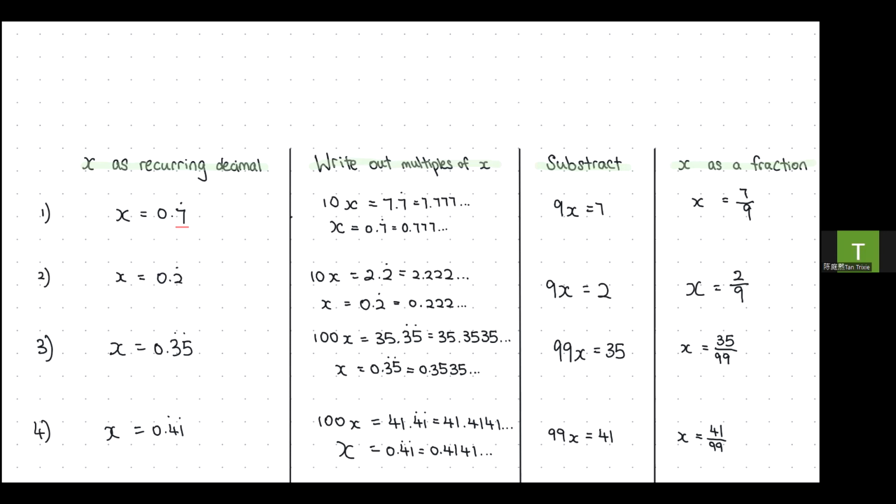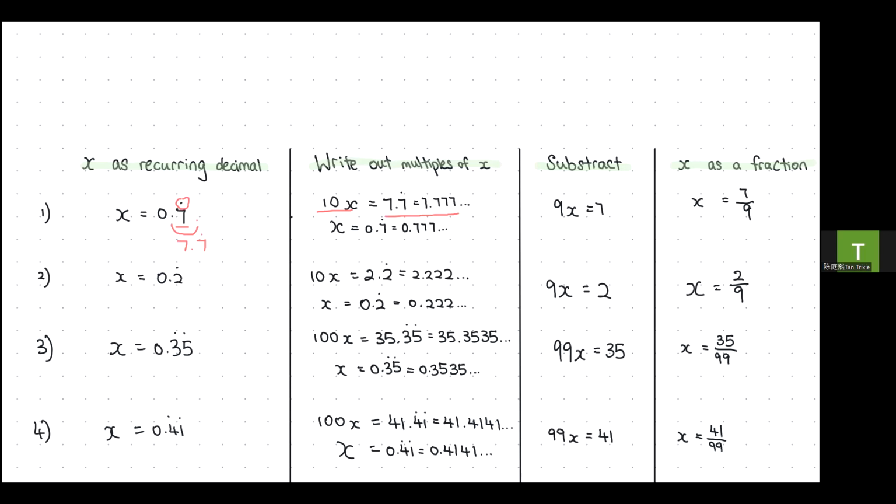So this has one decimal place only. So times 10. Times 10, you move the decimal place one space backwards. So equals 7.7. Because it is recurring, the decimal will also be recurring, which you will write here, 7.7 with a dot above, recurring decimal.